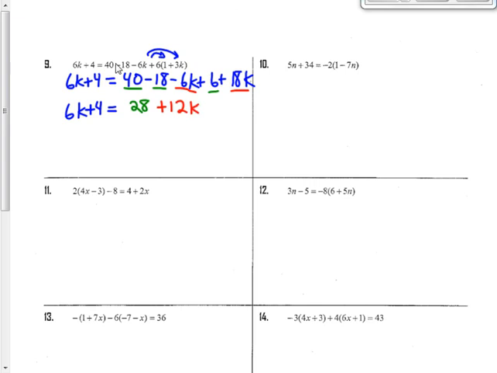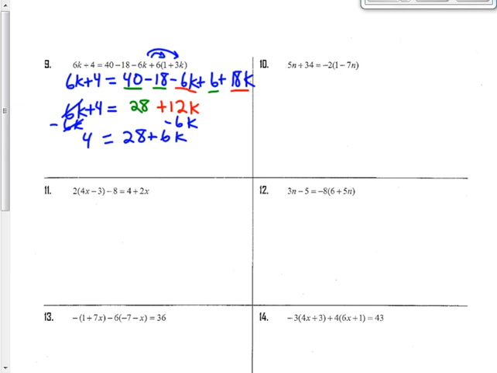Now I want to look at this as a whole again and say, well, I've got k's on both sides here. And so I'm going to take away the smaller one. So the smaller one is the 6k, so I'm going to take away 6k. So 6k minus 6k cancels out, and I just get a 4 over here. 28's still there. 12k minus 6k is 6k. Now I've got a nice friendly equation.